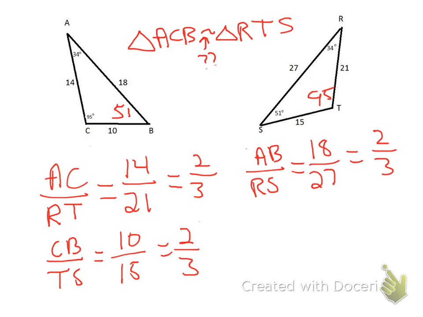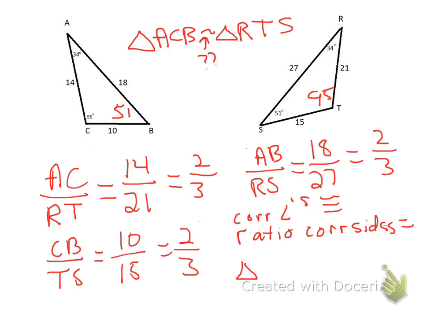So we know that corresponding sides are congruent. Corresponding angles are congruent, and the ratios of the corresponding sides are equal. Well, those are the two things you need for similarity. So it is true, triangle ACB is similar to triangle RTS.